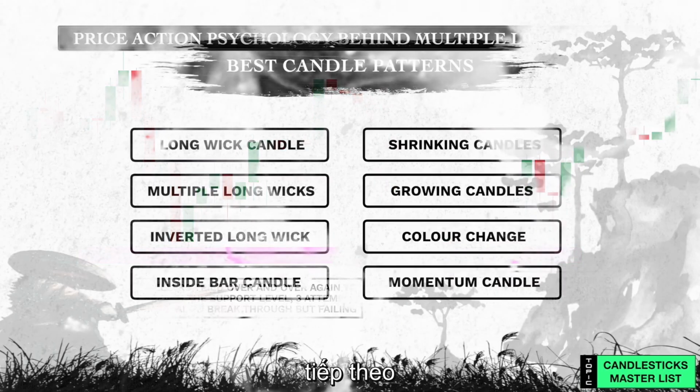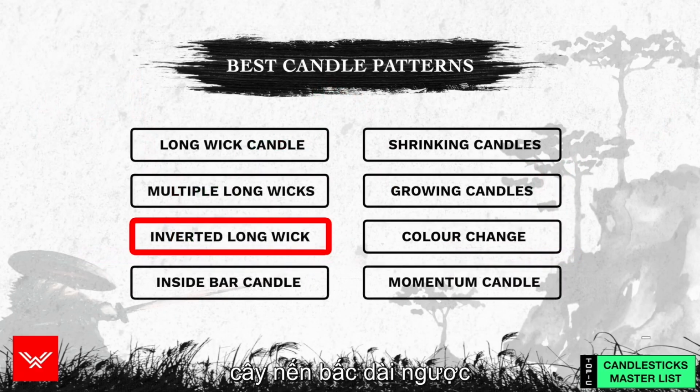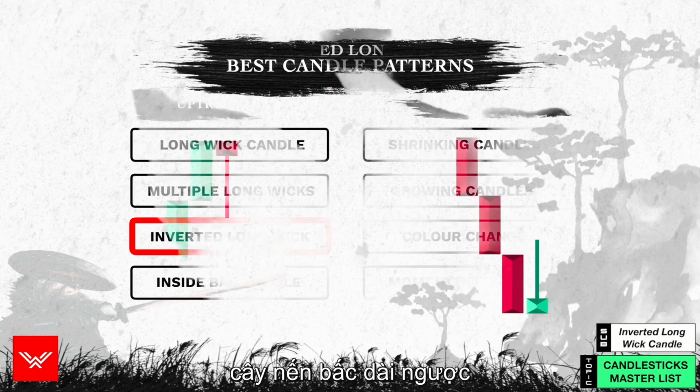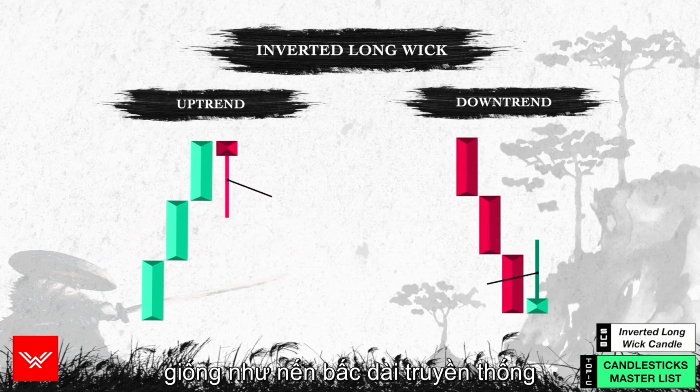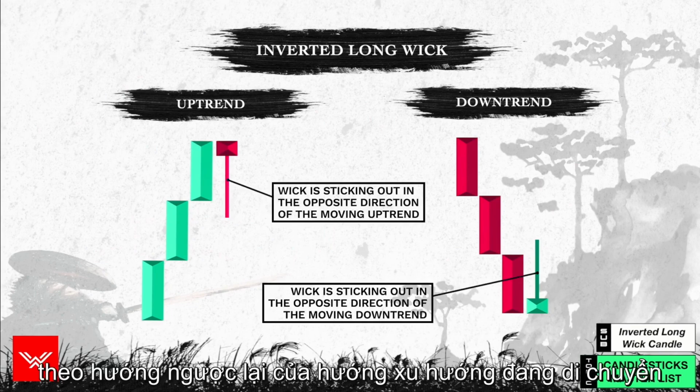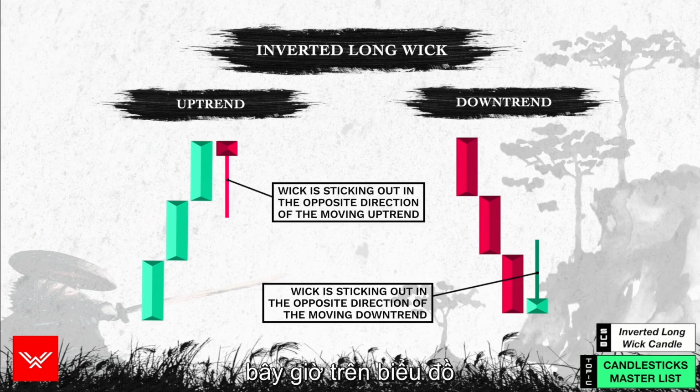So next, the inverted long wick candle. The inverted long wick candle is a lot like the traditional long wick candle, except the wick sticks out in the opposite direction of the moving trend direction.